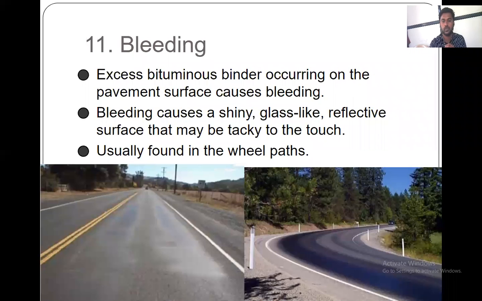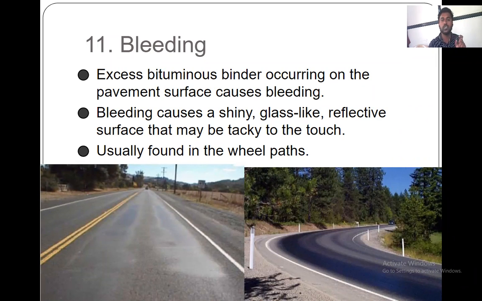Then bleeding. You can observe here that it looks like excess bitumen binder is placed on the surface, as shown in the images. It looks like excess bituminous binder occurring on the pavement surface. Suppose we have used excess binder on the surface of the road, it looks like this, as shown in the figure. It is called bleeding.